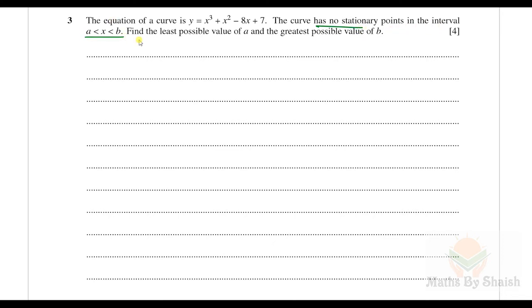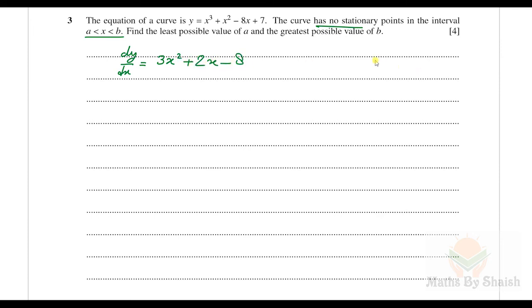Find the least possible value of A and the greatest possible value of B. So for the stationary point, first thing we'll calculate is dy over dx. That is the gradient function, which gives the gradient, and from here this is going to be 3x square plus 2x minus 8.